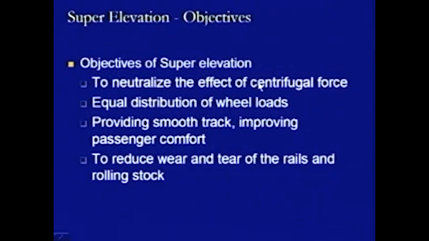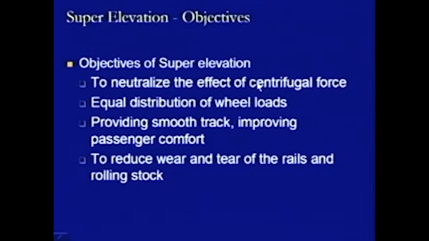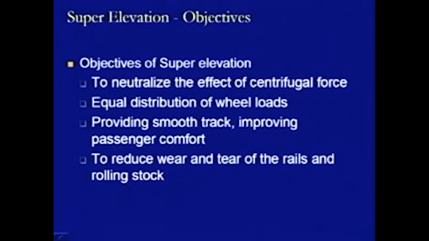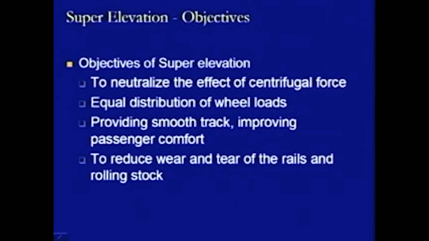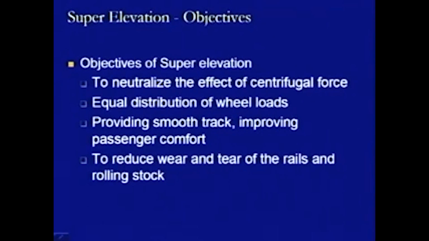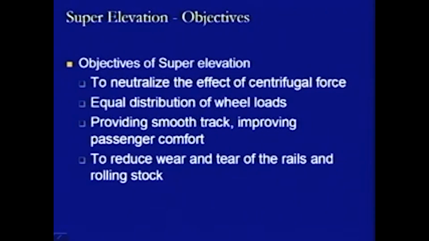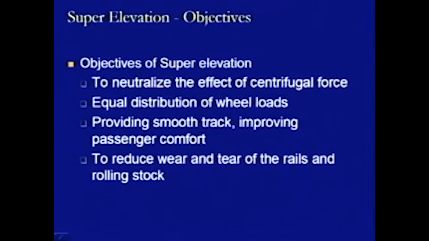So, what are the objectives of providing this super elevation? The objectives are to neutralize the effect of centrifugal force, as we have been discussing again and again. Another aspect we have discussed is that there is going to be unequal distribution of load on the two wheels or on the two rails. By providing the super elevation, we achieve equal distribution of wheel loads. Further, we will be providing a smooth track, and passenger comfort will improve.